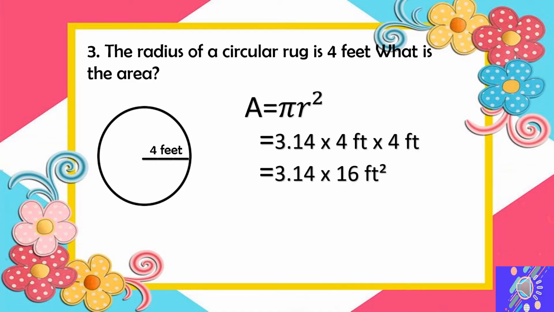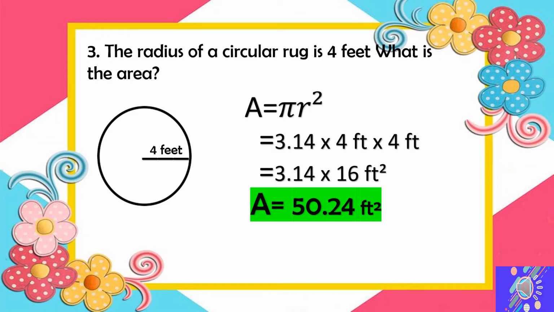So, saan natin nakuha yung 16? We multiply 4 times 4. And then, after multiplying 3.14 times 16 square feet, we have now the area of 50.24 square feet.